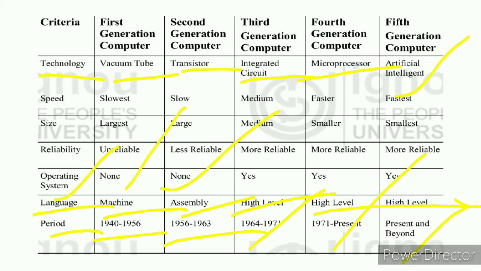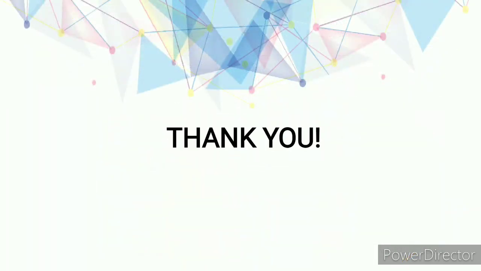And speed also, as we have moved to smaller key components, our speed has increased vastly. So you can go through this table. It's a bit helpful, especially for the technology period, and maybe for the operating system and language. You can skip the speed and size, but it can be helpful for your viva when it is conducted. So with that I conclude the video.